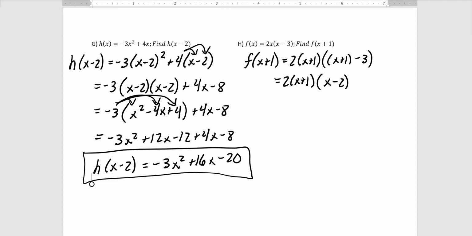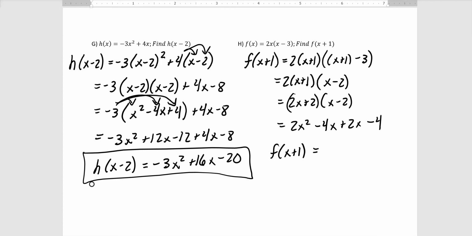Now from here, your order really doesn't matter how you're going to multiply. I'm going to do this first one first. So I will say 2x plus 2, and then all of that is going to be multiplied by x minus 2. When I do that, I'll get 2x times x is 2x squared. 2x times negative 2 is negative 4x. 2 times x is positive 2x, and 2 times negative 2 is negative 4. Combine our like terms, and we'll find that f of x plus 1 equals 2x squared minus 2x minus 4.